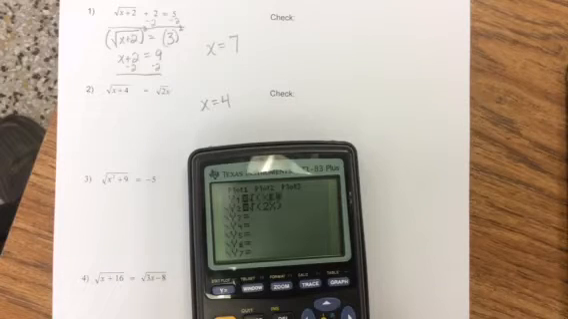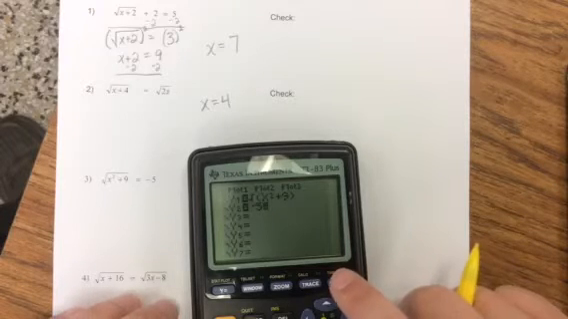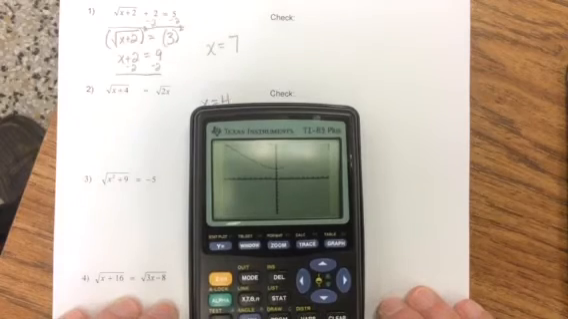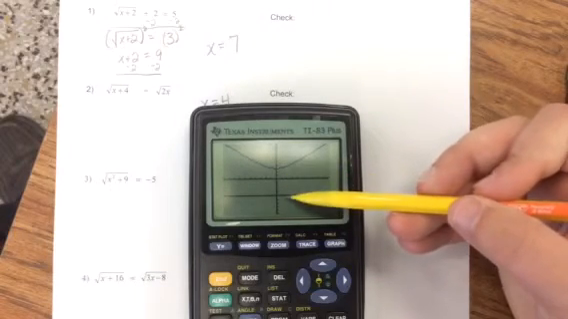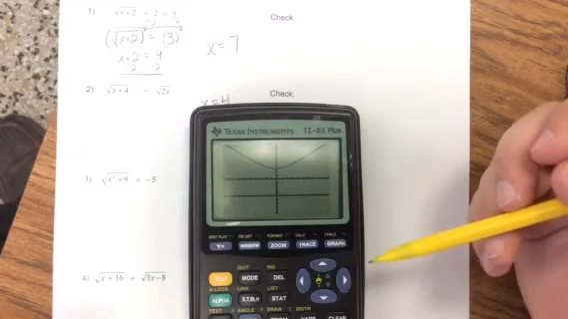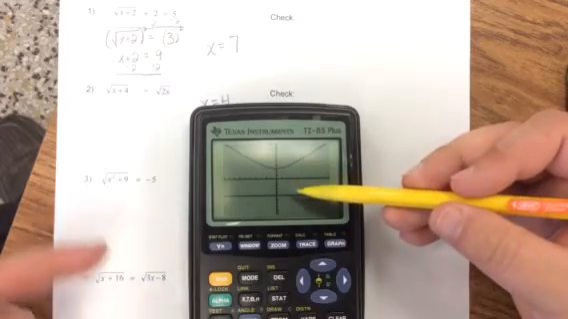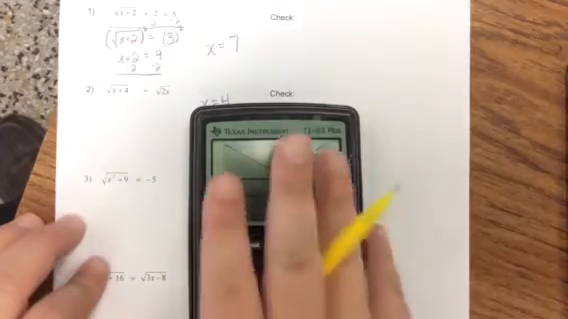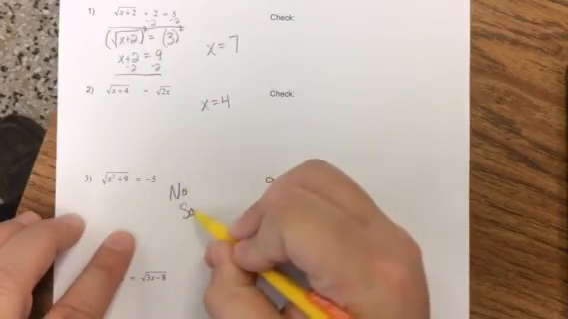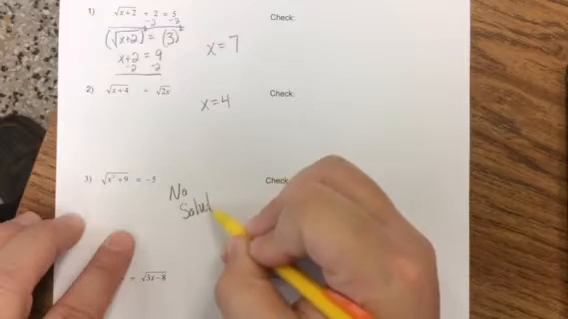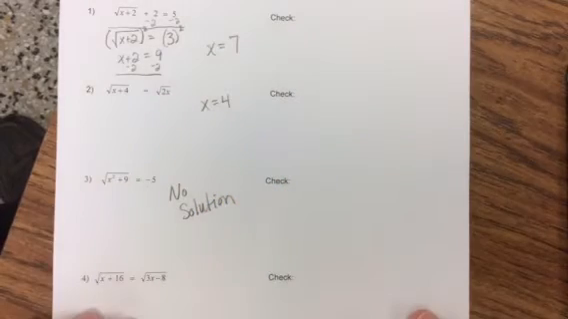Same thing, number 3. The square root of x squared plus 9, and then we have negative 5. So we're going to graph these. There's the left side. There's the right side. Now, what do we notice here? Do these graphs touch? If the answer is no, then obviously are we going to have a solution here? No. So our answer here would be no solution.